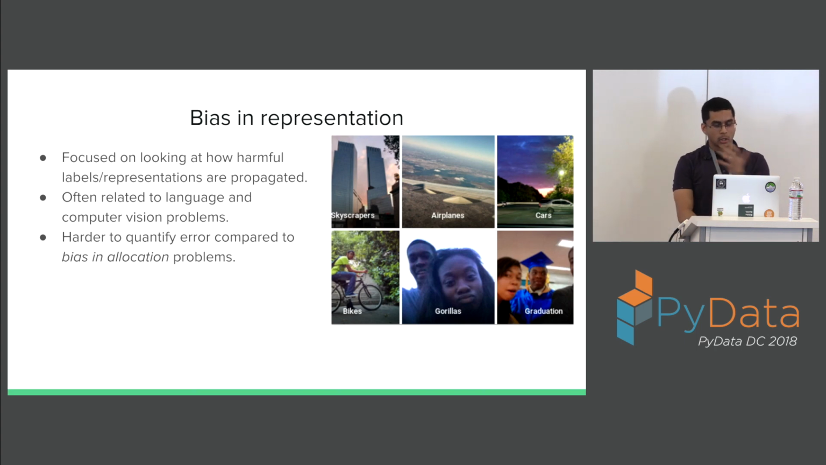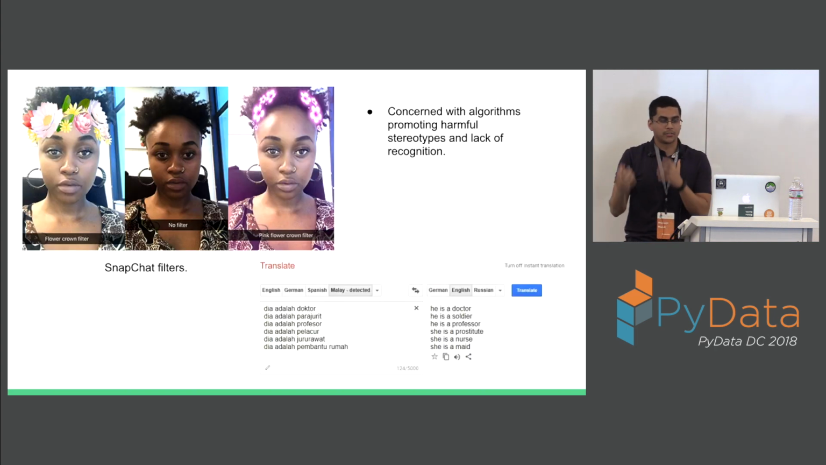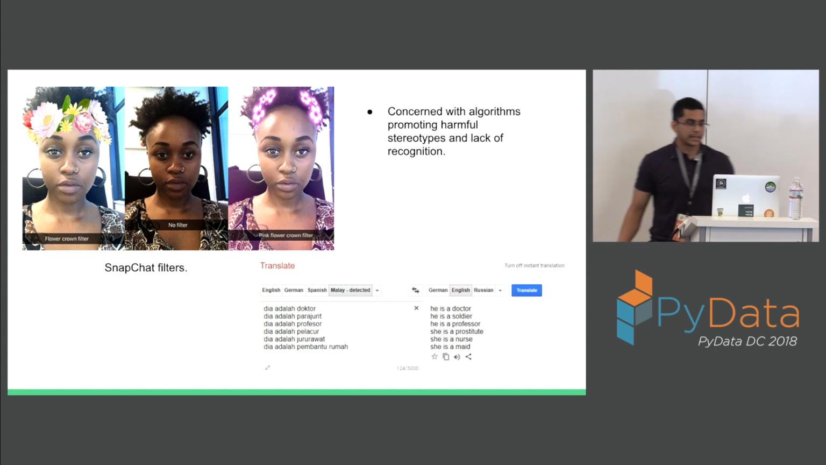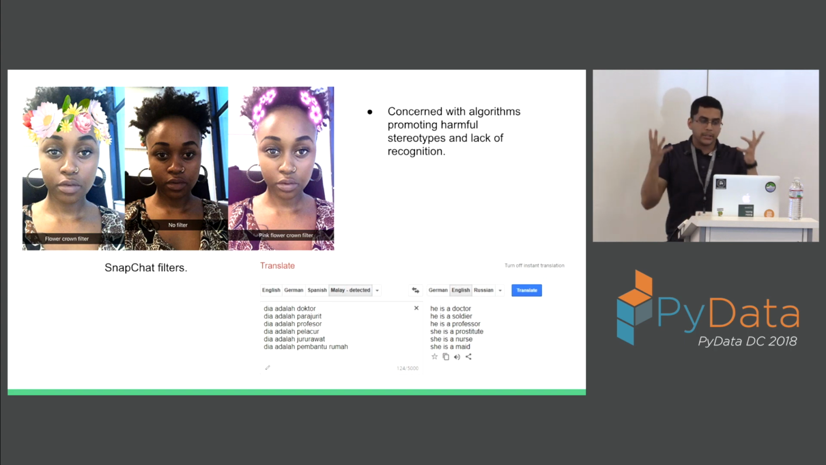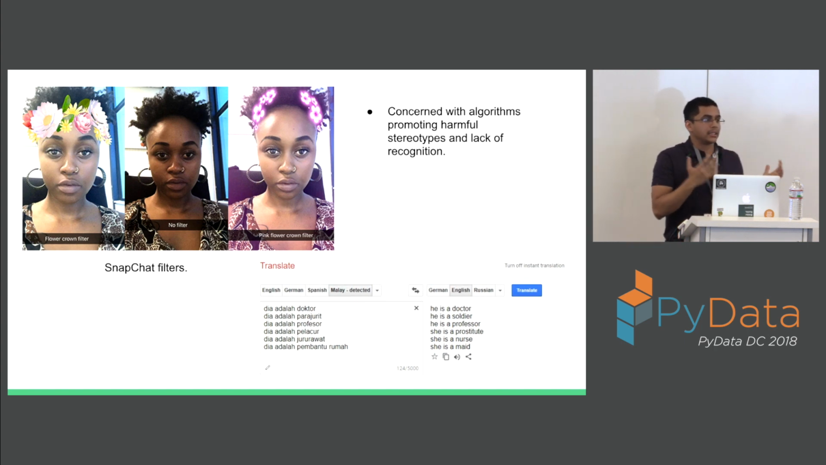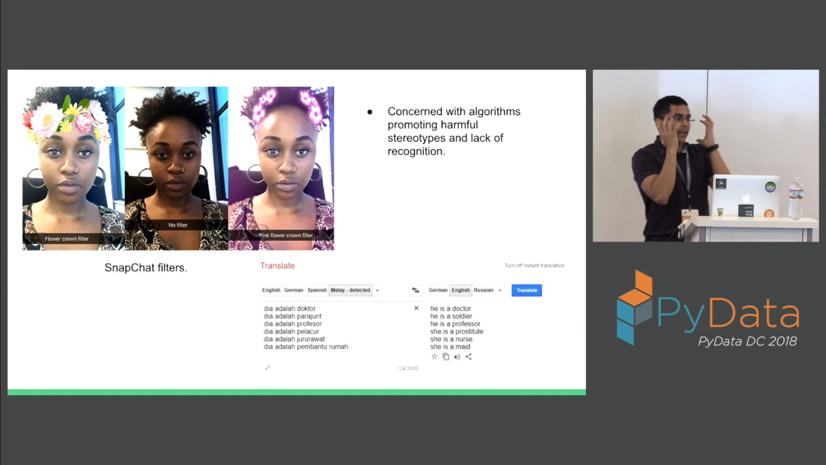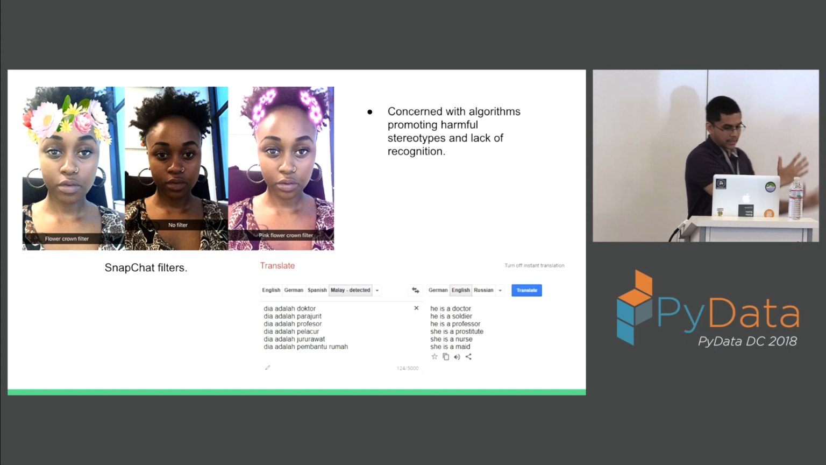Bias in representation goes beyond misclassifications like this. It's concerned with promoting harmful stereotypes or lack of recognition. For example, Snapchat filters also brighten your skin. This is because we tend to believe fairer, lighter skin is more beautiful. Therefore, when these filters try to make you prettier for social media, they also brighten your skin. It's doing the optimization it's meant to do properly, but we inherently feel that something about this is not right, and this is not ideal. We don't want our algorithms propagating this.